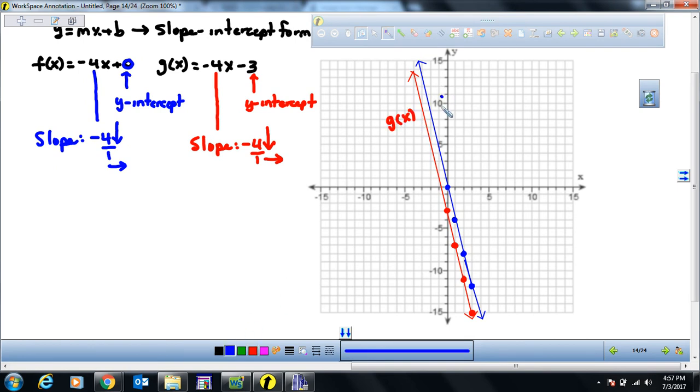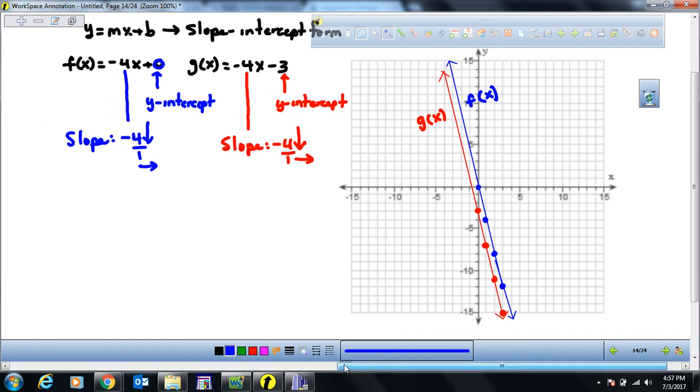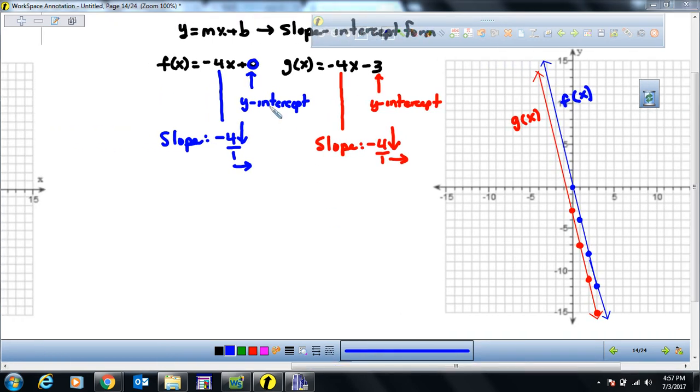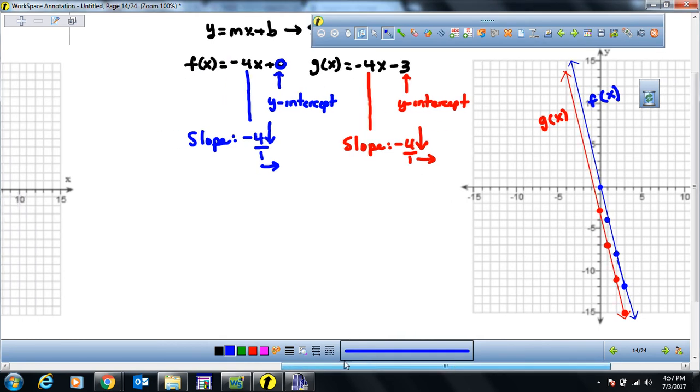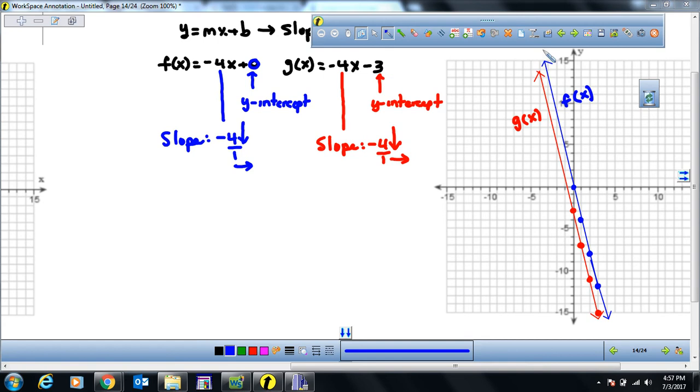Let's go through the next graph. Now for the rest of the graphs, we're going to use the table method. Only for lines, we can use this other methodology, which is the slope and the y-intercept, to create its graph. Let's get to the next one here.